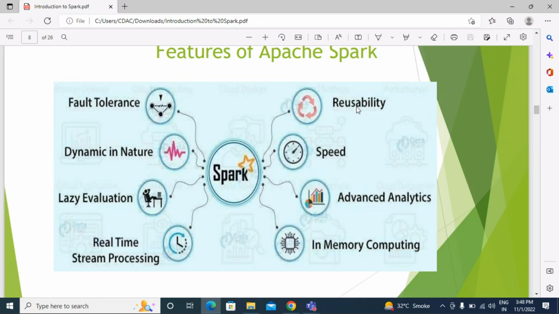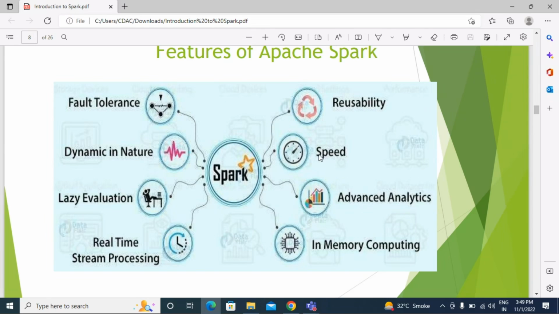Reusability, क्योंकि हम डेटा cache कर सकते हैं. ठीक है, आप particular stage को cache कर सकते हो processing की, तो आप उसे reuse कर सकते हो. So there is a reusability factor. Dynamic in nature, why? Because you can perform batch processing as well and real time processing as well.